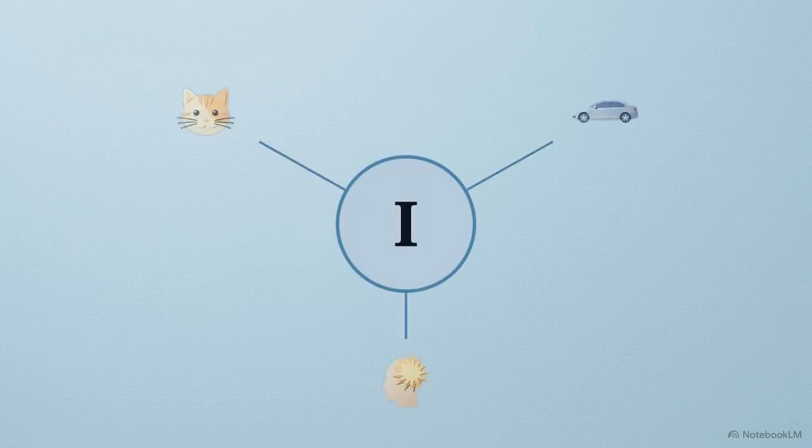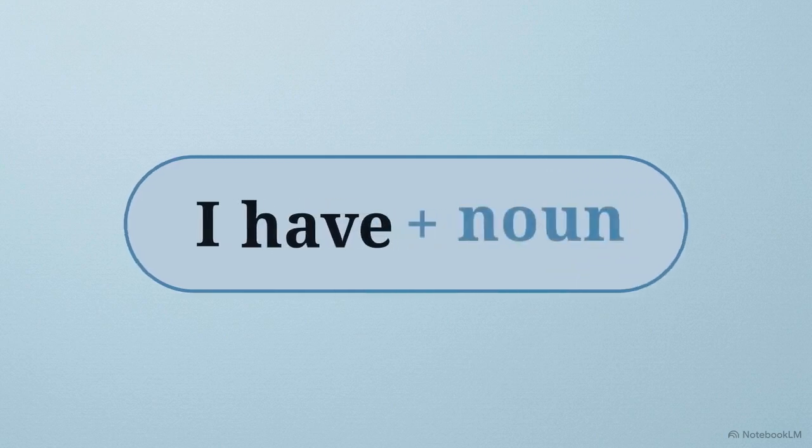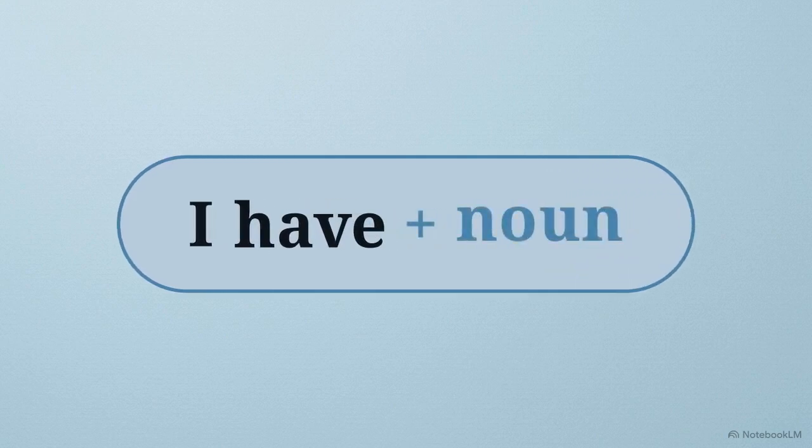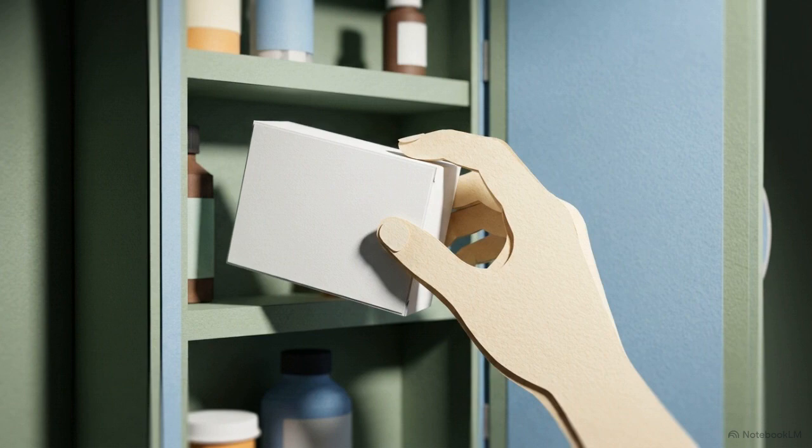To talk about things that belong to you or a physical state you are feeling, you start with two simple words. I have. This is the core pattern. You take the subject I, the verb have, and follow it directly with a noun. Mastering this specific sequence allows you to identify your belongings and describe your physical condition without using complex grammar.